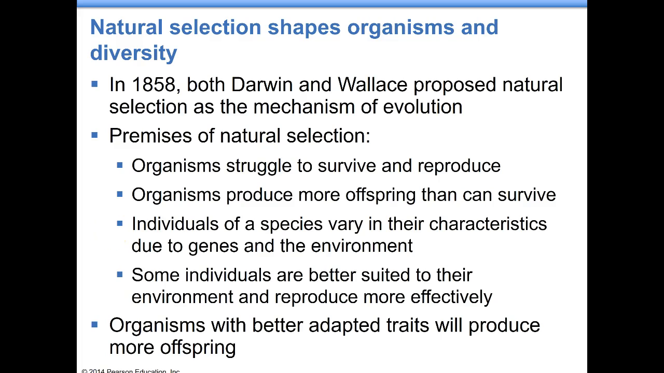Another premise of natural selection is that individuals of a species will vary in their characteristics due to the genes and the environment. So when they looked at the birds on the Galapagos Islands, they did vary in their characteristics, and those characteristics had alterations within the genetic makeup that they were able to pass on to their offspring.